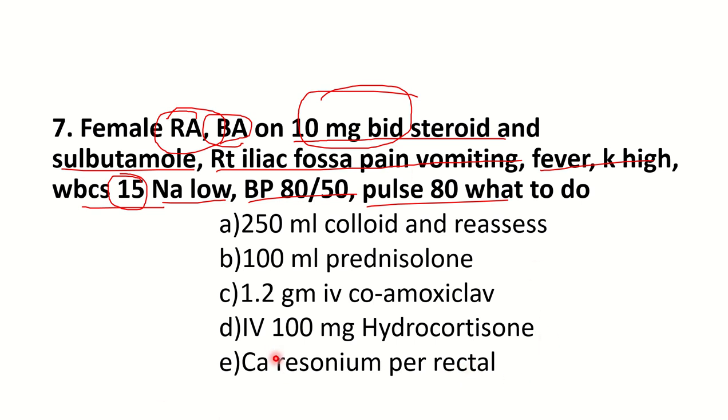So what will be the option? Here we can see the decreased blood pressure. Usually for increasing blood pressure we use the crystalloid solution or colloid solution, but here we have to remember the patient is taking steroid. In case of a patient taking steroid, if the patient suddenly develops any trauma, accident, or infection, there is deficiency of the adrenal gland to release cortisol. So for this patient we have to give steroid.